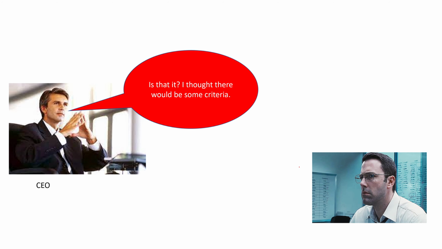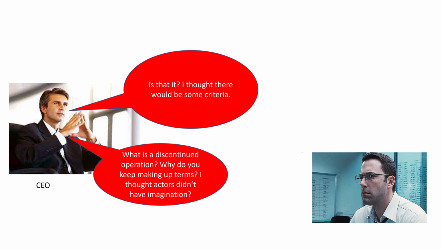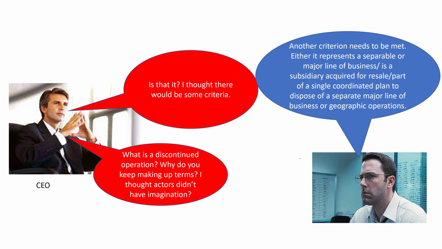And the CEO is a bit surprised. He thought there would be more stuff to say. And you say, well, another criterion needs to be met. Apart from being either held for sale or already disposed of, we have to assess, is it a major line of business?